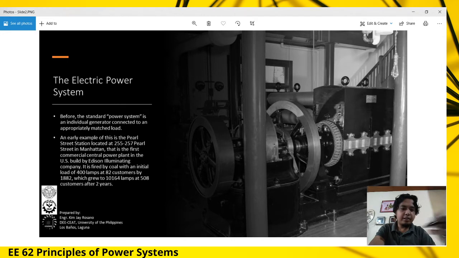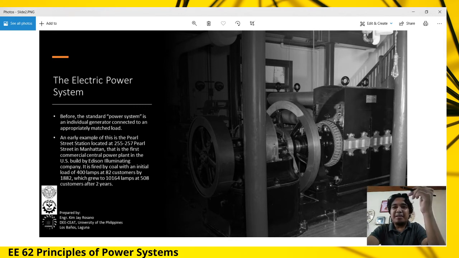So, an early example of this is yung ating well, it's not ours. It's the Pearl Street Station located in Manhattan. This is basically a DC system. This was built by Edison Illuminating Company. Edison, Thomas Edison. So yun yun. So it's powered by coal. It's basically a coal power plant. Initially ang load lang niya is 400 lamps. So ganun lang kaliit. Ganun lang kaliit yung power na sinusupplyan nung generator na yan. It's a coal power plant that is supplying 400 lamps at 82 customers. So imagine 82 customers. Sobrang konti lang nun.